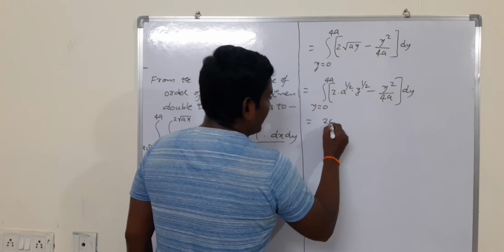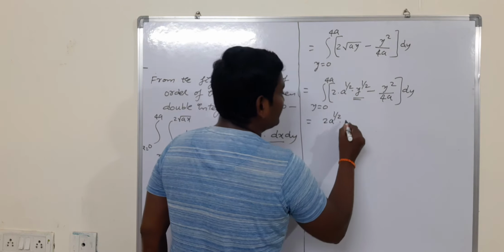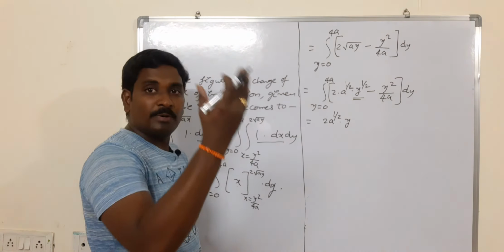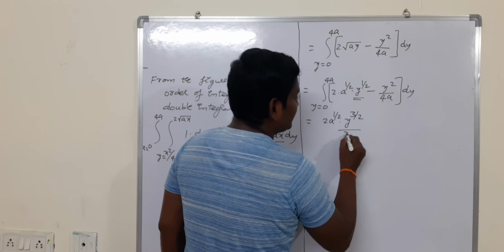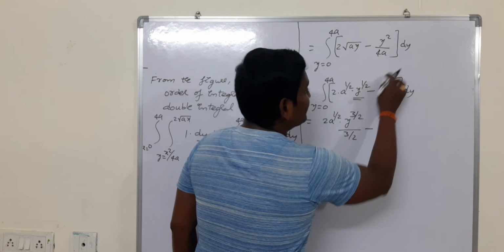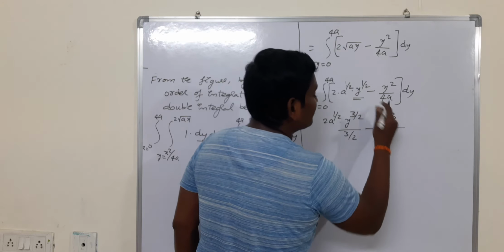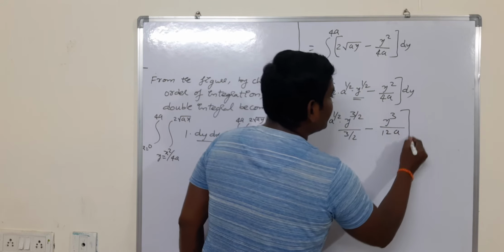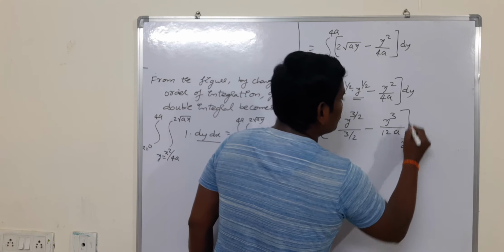Now take the integration with respect to y. So 2a power 1 by 2 is the constant term. Integration of y power 1 by 2 is y power 1 by 2 plus 1, which is 3 by 2. So y power 3 by 2 by 3 by 2 minus y cube by 3. Y cube by, already 4 is there, that's why 3 4s are 12. Integration is over. Now it is enough to apply limits. Y is equal to 0 to 4a.